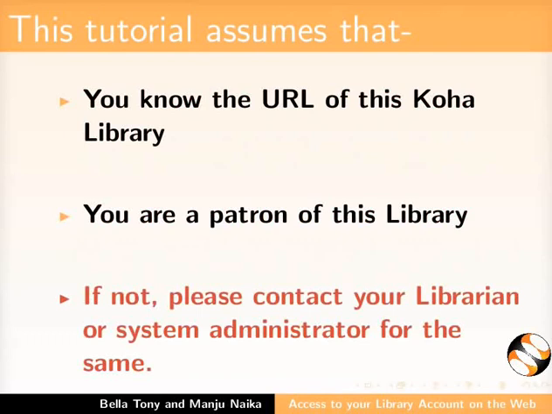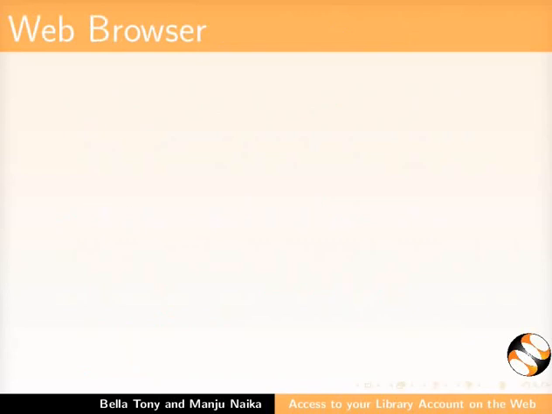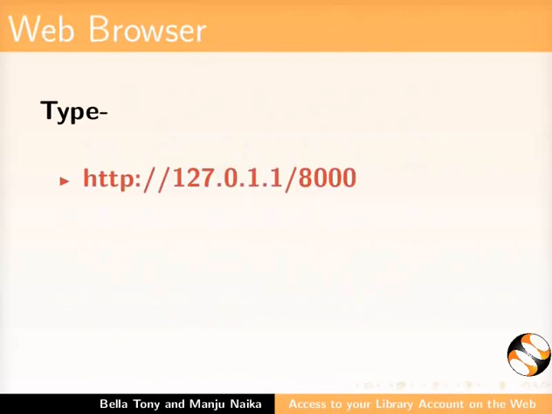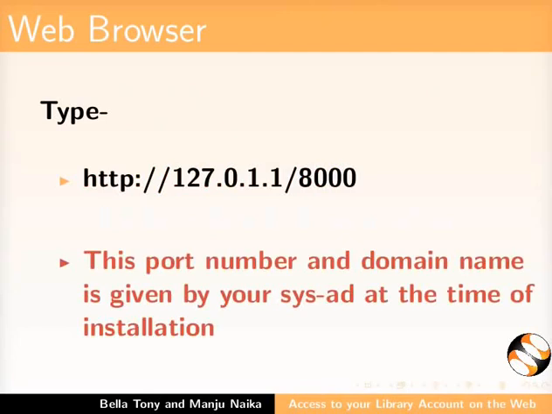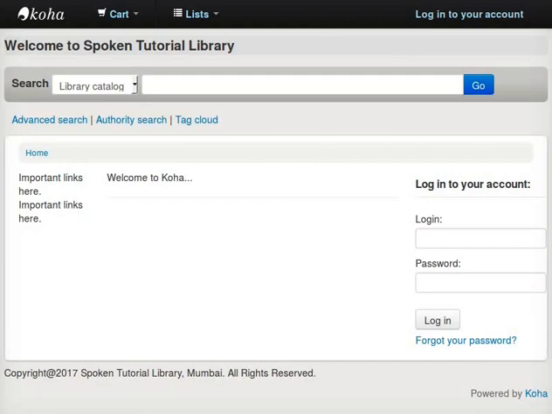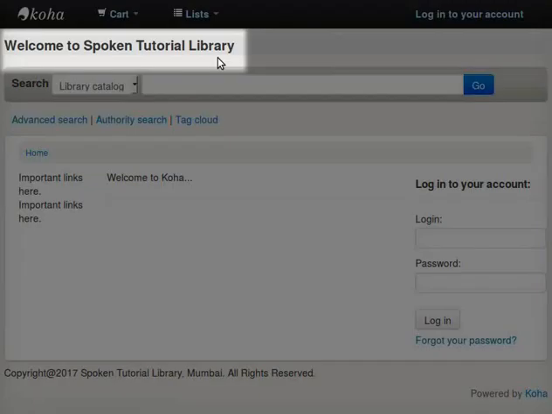Let us begin. Open your web browser and type http://1.1.1/8000. This URL is based on the port number and domain name given by your sysadmin at the time of installation. Now press Enter. A new OPAC page with the heading Welcome to Spoken Tutorial Library opens.